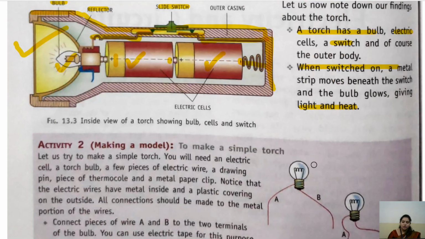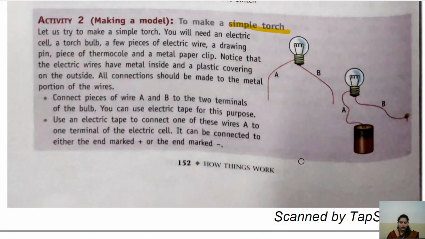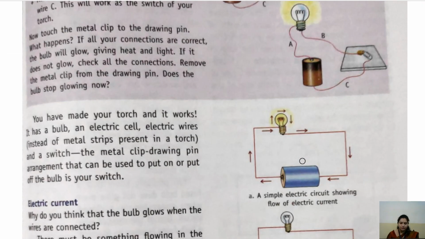Even we can make a simple electric torch at our home. This activity we will do when the school reopens.